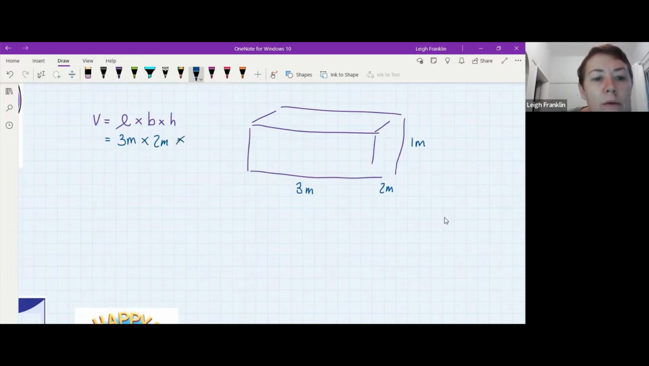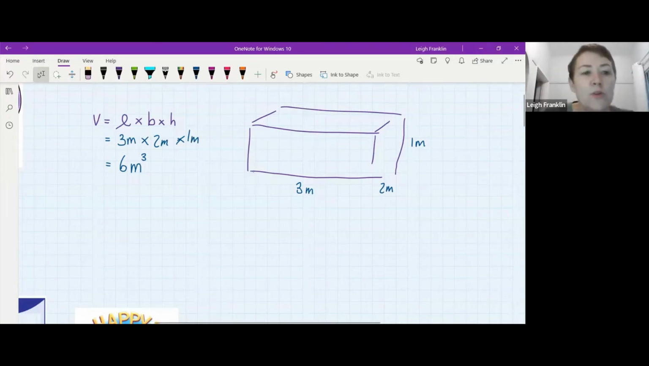times 1. Okay, so 3 times 2 times 1 means I would get 6 meters cubed. Okay, so meters times meters times meters would give me cubic meters. All right, and that's how much water I'd be able to put in my tank. Okay, so there you can see an example of a cuboid.